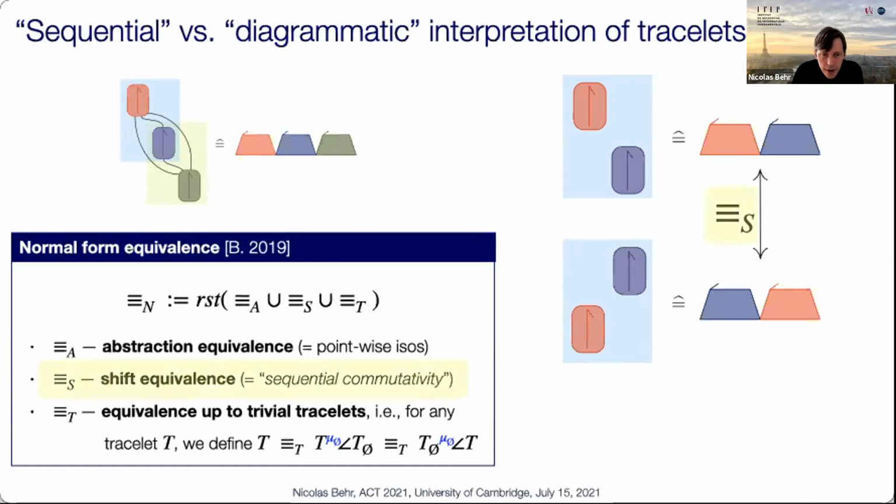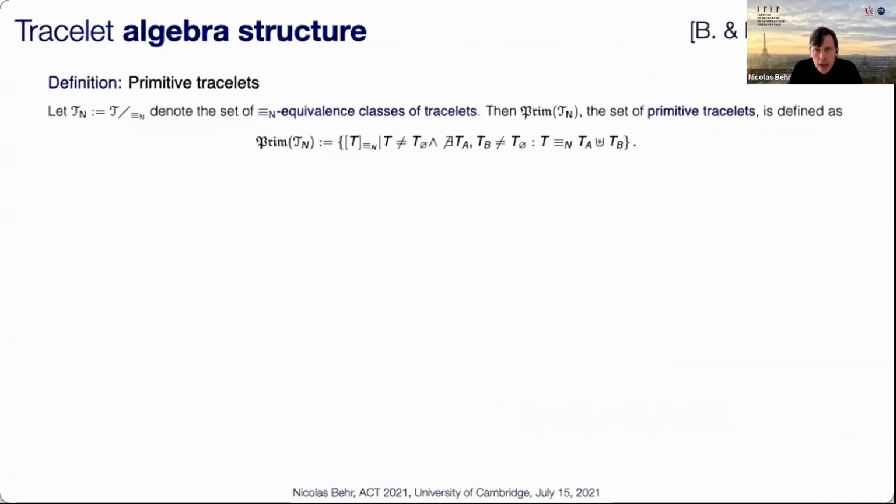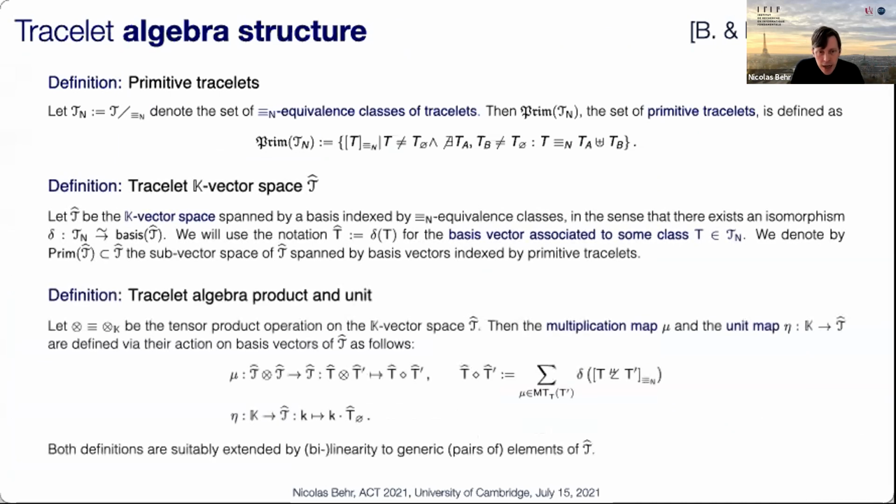But the important bit is that there's something from rewriting theory again, which is called shift equivalence, which allows you to reason when 2 or more blocks can actually be commuted because they don't interact. And so there's a particular special case when you compose 2 tracelets along a completely empty intersection. This, exactly up to this equivalence, then emulates the disjoint union. And now the rest is really just following the recipe. Primitive tracelets are those that are not empty and cannot be written as a disjoint union of 2. Then you make a vector space over primitive tracelets. You define composition as, again, the tracelet composition, a sum over all possible ways to compose.